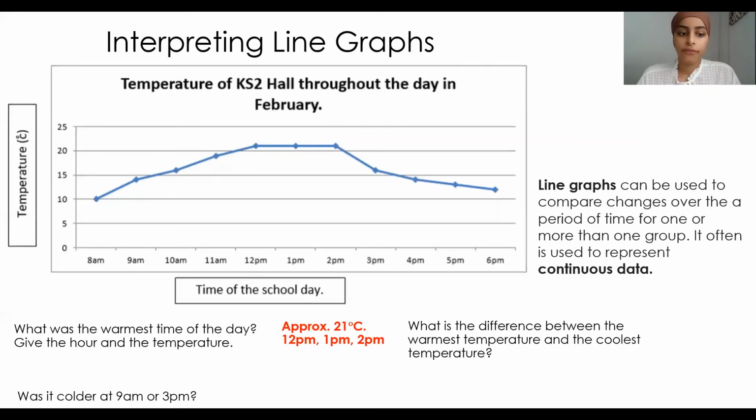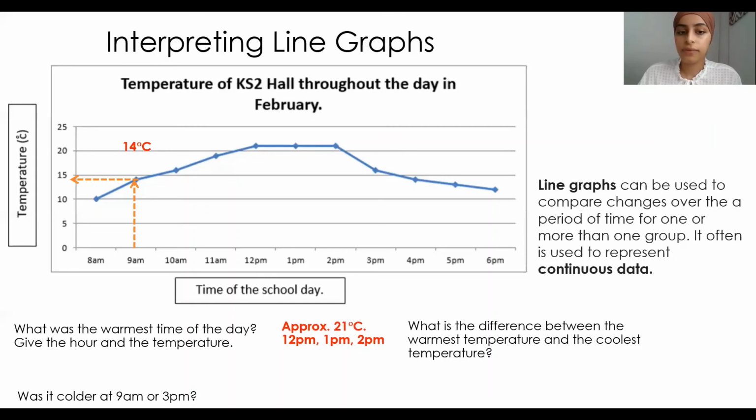Okie dokes. First of all, was it colder at 9 a.m. or 3 p.m.? So before we do that, we need to work out the temperature at both times. For 9 a.m., what I'm going to do is find that on my x-axis, and when I do that, I'm going to go up and stop where the plot is. So I've stopped exactly where it has been plotted, and I'm going to go across to the y-axis. So again, it's just under 15, so we can give an approximate answer here. Since it's really close to 15, I'm going to give it 14 degrees Celsius. I'm going to say it's around that amount.